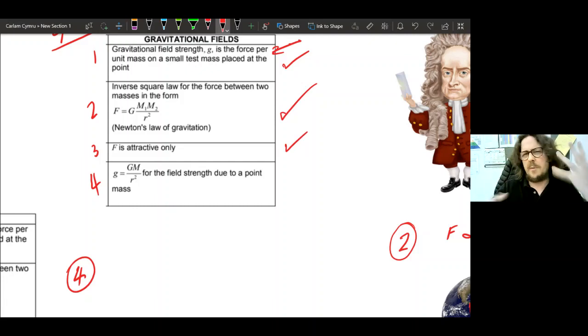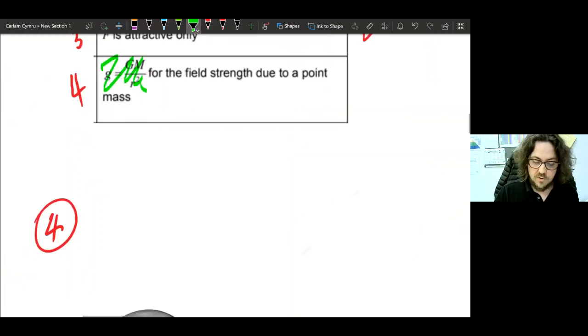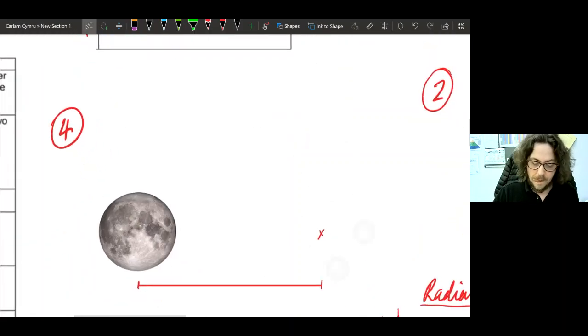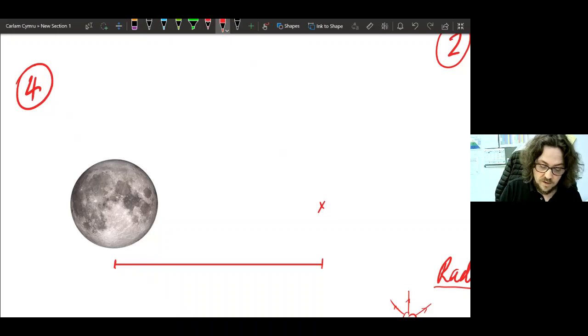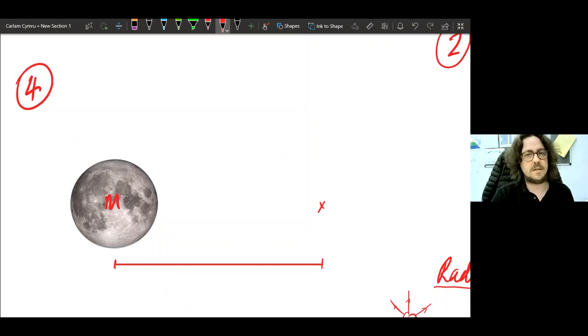Now, this gets a little bit trickier. So now we're going to talk about this formula here. We're going to talk about this guy: gravitational field strength. If we define gravitational field strength at a point, we need to know certain things. Firstly, we need to know the mass of the object that's creating the gravitational field. You'll recognize that as the moon, I'm sure. We also need to know this distance here. And I'm going to label these as M1 and R1.